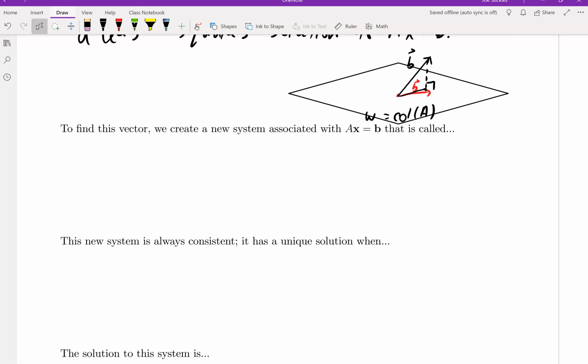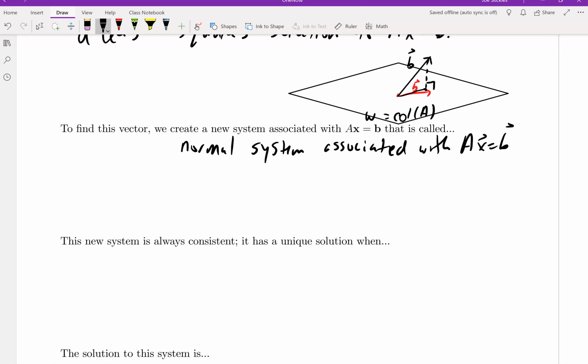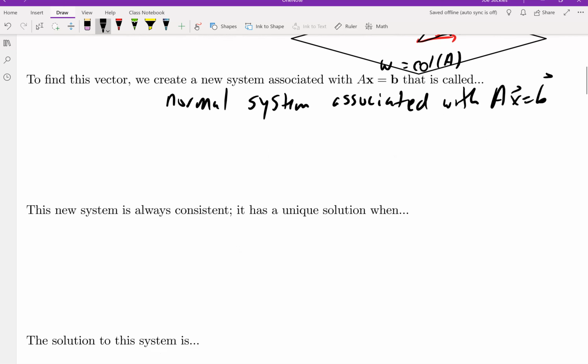To find this vector, we create what we refer to as the normal system associated with this. We went through that in the video, but how did we come up with that? So let's talk about how we come up with that. We're trying to solve Ax equals the projection of b onto W, because we know the projection actually is in the column space.